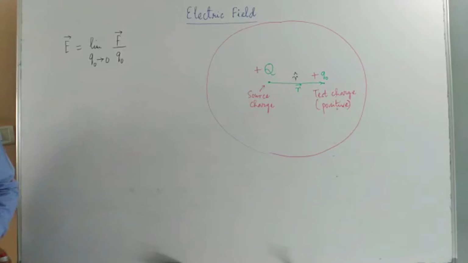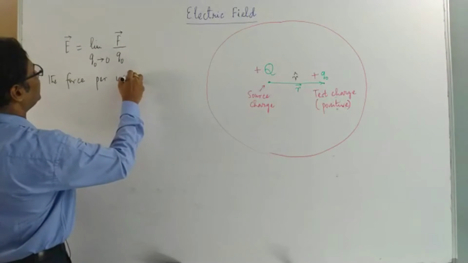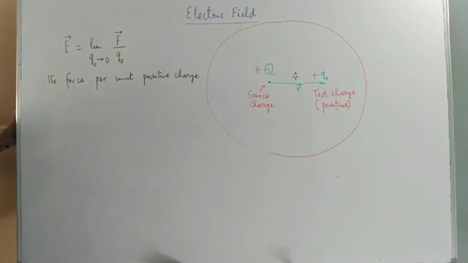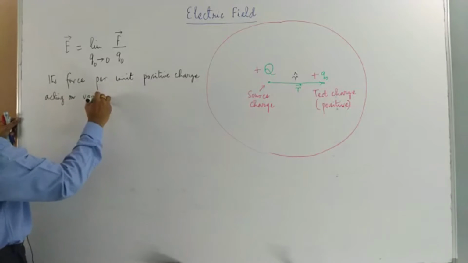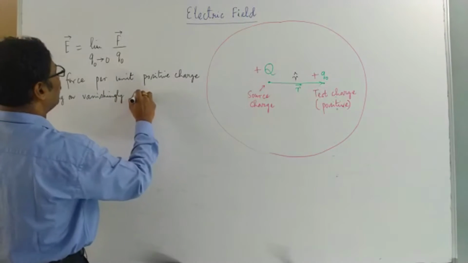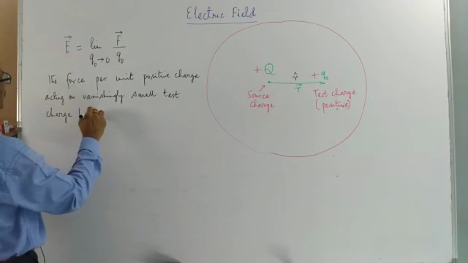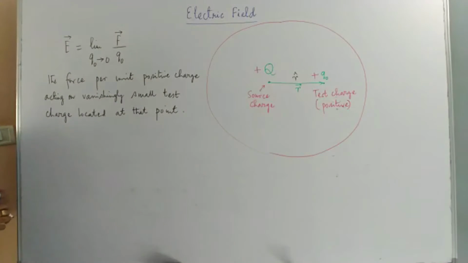So now the electric field or intensity of electric field due to a charge Q at any point in space may be defined as the force per unit positive charge acting on a vanishingly small test charge located at that point. So this is how you can define electric field.